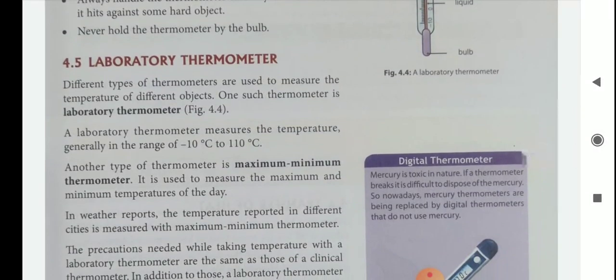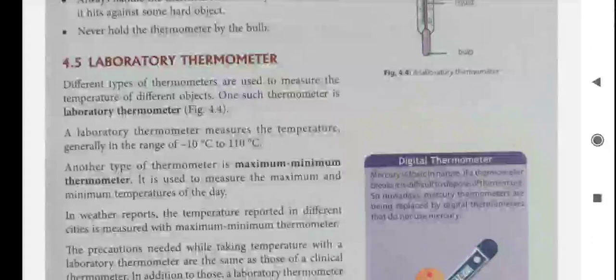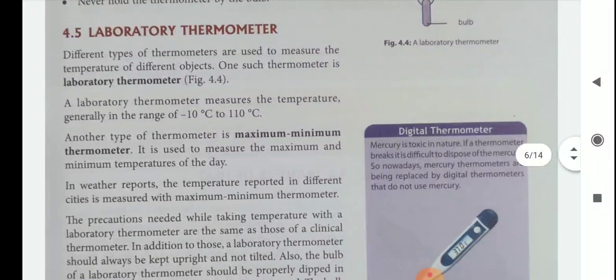Another type of thermometer is the maximum minimum thermometer. It is used to measure the maximum and minimum temperatures of the day. In weather reports, the temperature reported in different cities is measured with a maximum minimum thermometer. So, by using a maximum minimum thermometer, we know the temperature of the whole day.